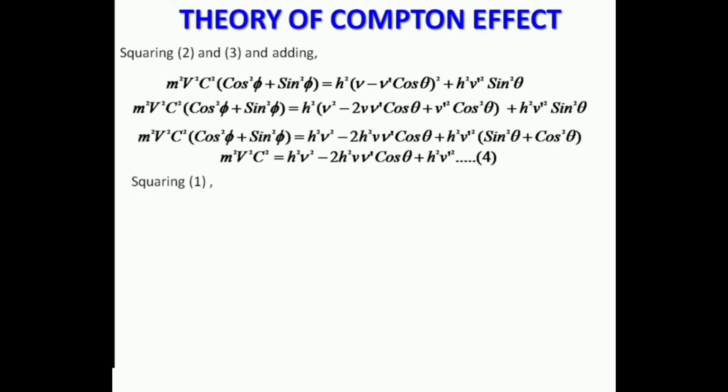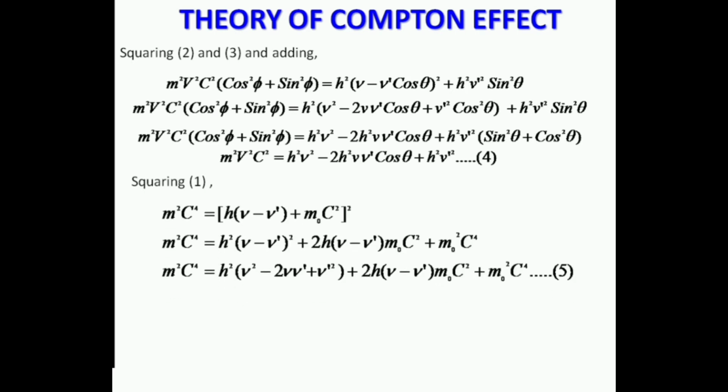Now squaring equation 1, which was the conservation of energy. m square c4 equals (h(nu minus nu prime) plus m naught c square) whole square, and m square c4 equals h square (nu minus nu prime) square plus 2h(nu minus nu prime) m naught c square plus m naught square c4. So m square c4 equals h square (nu square minus 2 nu nu prime plus nu prime square) plus 2h(nu minus nu prime) m naught c square plus m naught square c4, which is equation 5.